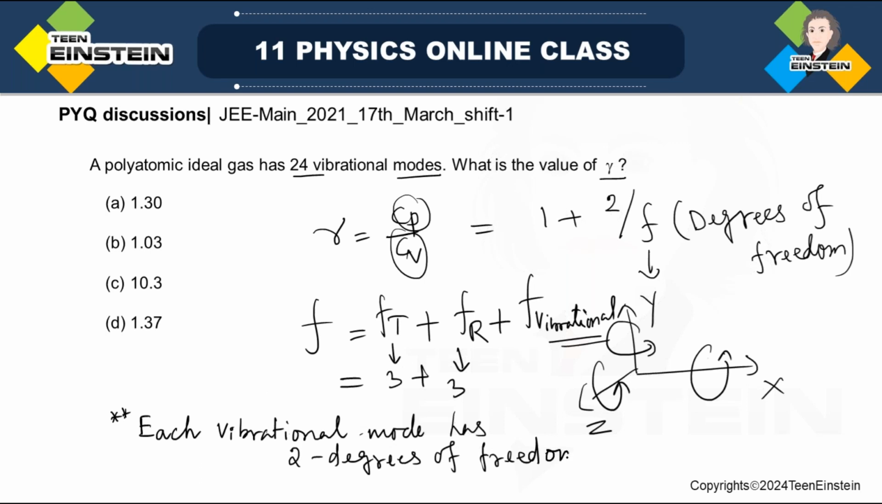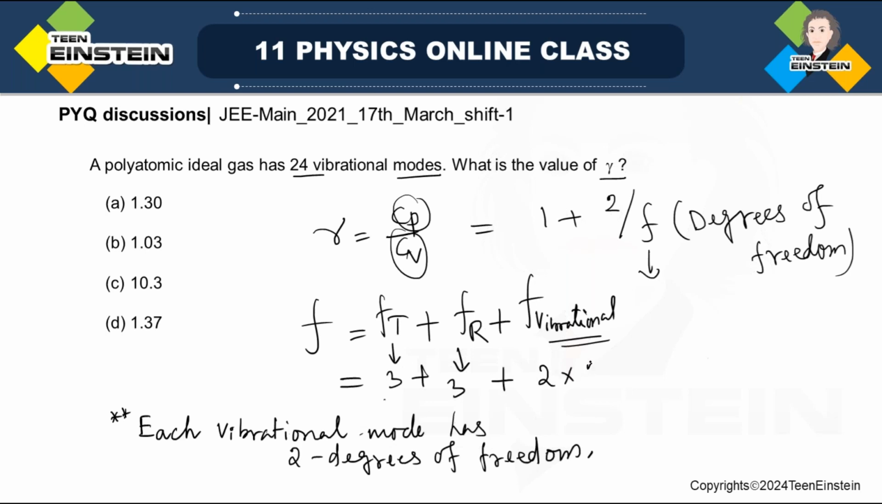So this is where the critical concept was in this problem. Otherwise, this three you can write down. Okay, so how many degrees of freedom do I have in total for the given polyatomic gas? Now I'll write. There are 24 vibrational modes, so 2 into 24, which is 48. Adding 3, 3, you have 6 and 48, so you will get 54 degrees of freedom in total.